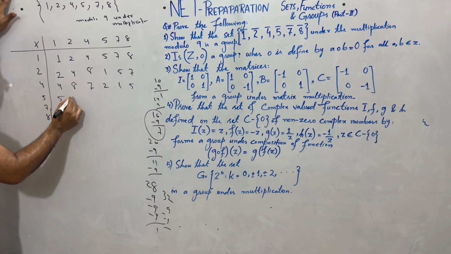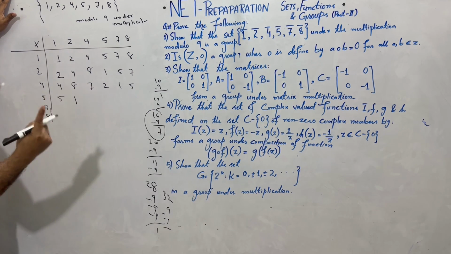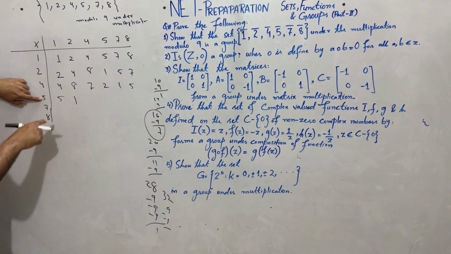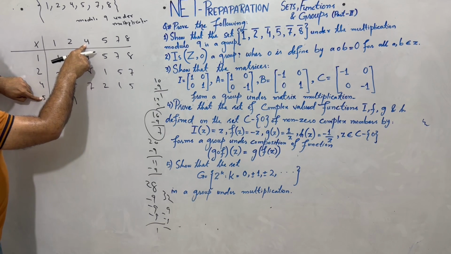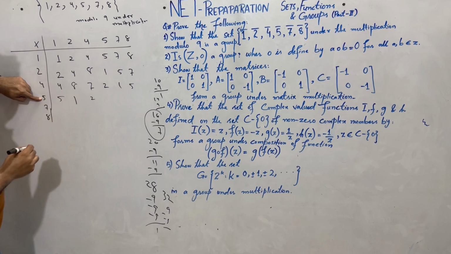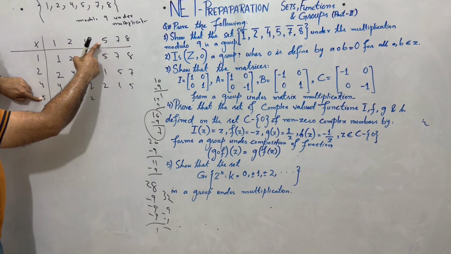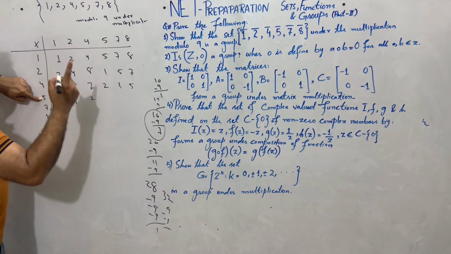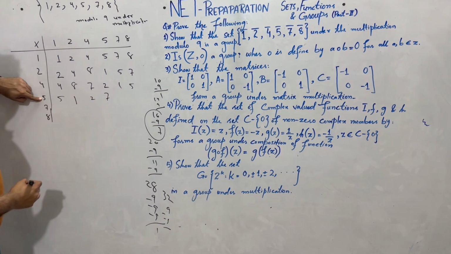Similarly, multiplication with 5. 5 times 2 is 10, which means 1 because 10 minus 9 is 1. Here 5 times 4 is 20. 9 times 2 is 18, and 20 minus 18 is 2. 5 times 5 is 25; 25 minus 18, we will get 7.